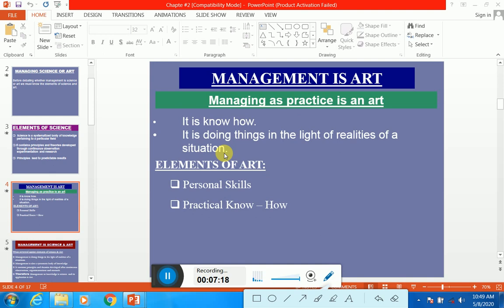Like suppose, for example, I am using a software. First I have to use what type of skills I require to learn this software and what kind of capabilities I need to operate this software. A practical knowledge, that is simply known as art.